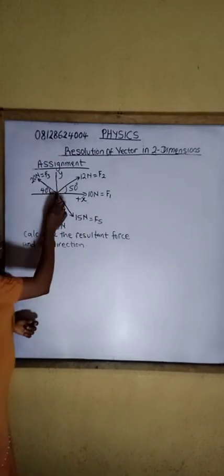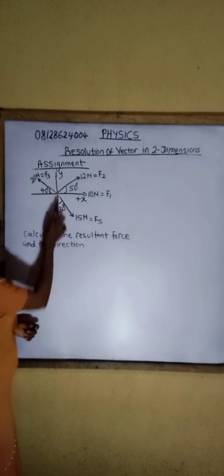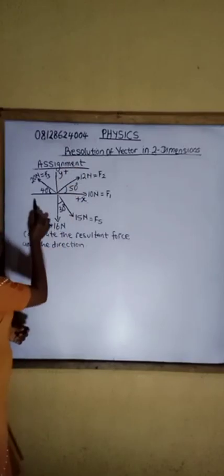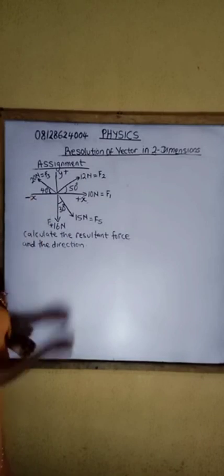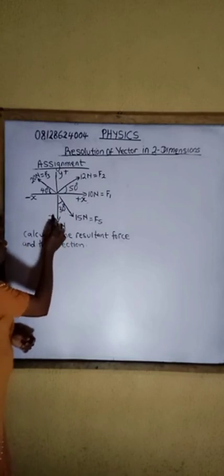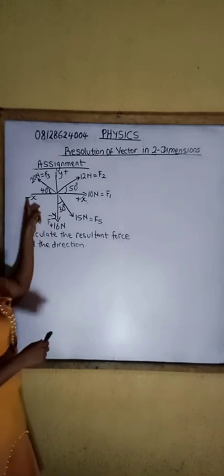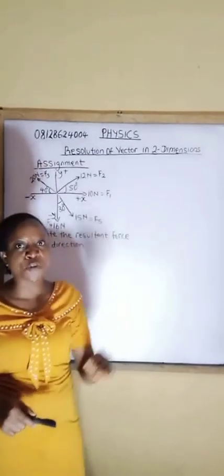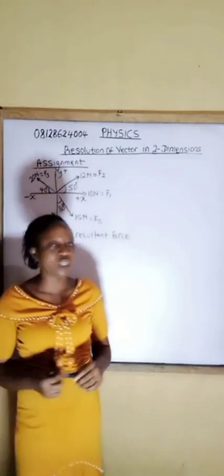Now, from this down to this place is positive y axis. So let's put positive here. From here down to this place is negative x axis. And this one is the negative y axis. So the positive and the negative determines the direction of the force.